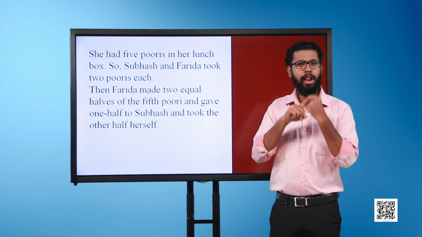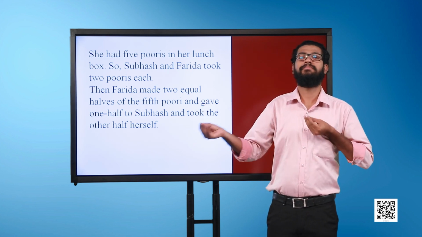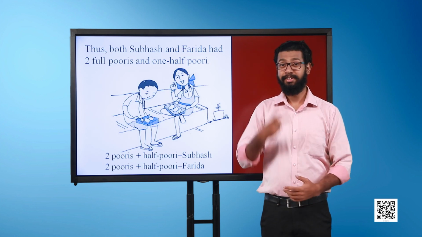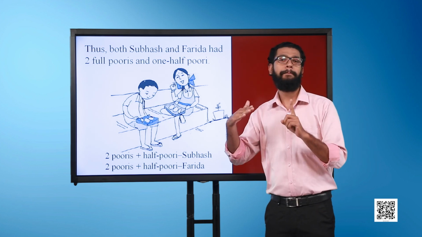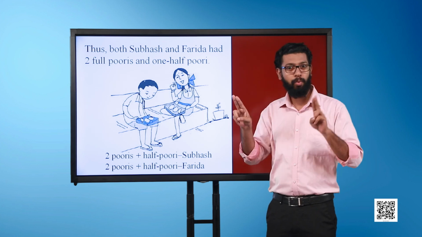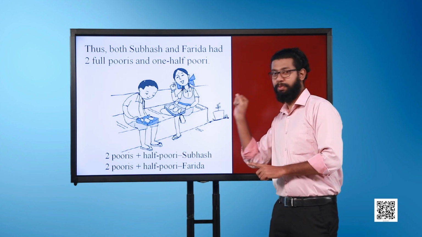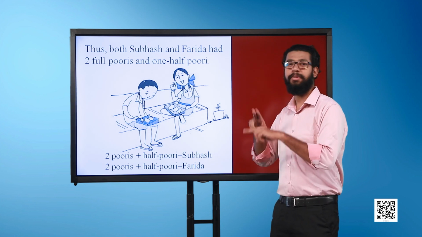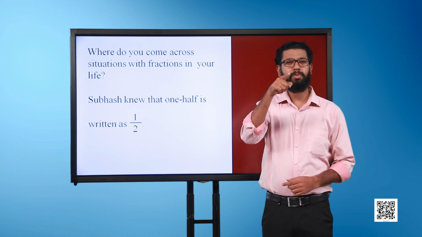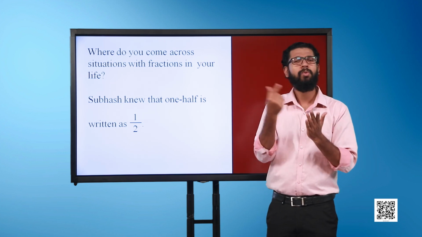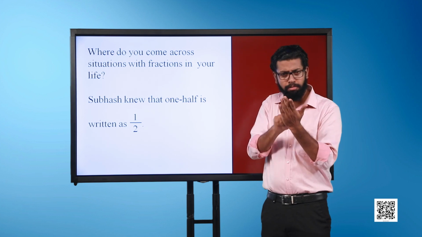Then, Farida made 2 equal halves of the 5th puri and gave one half to Subhash and took the other half herself. Thus, both Subhash and Farida had 2 full puris and 1 half puri. Where do you come across situations with fractions in your life? Subhash knew that 1 half is written as 1 upon 2.